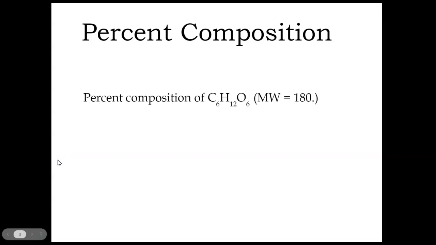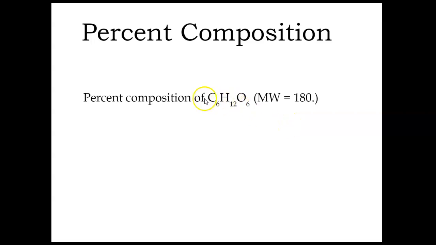So let's look at the percent composition of C6H12O6, or glucose, sugar. The molecular weight is 180 grams. How do we know this? Well, 6 times 12 plus 12 times 1 plus 6 times 16, add it all together, that is 180 grams.